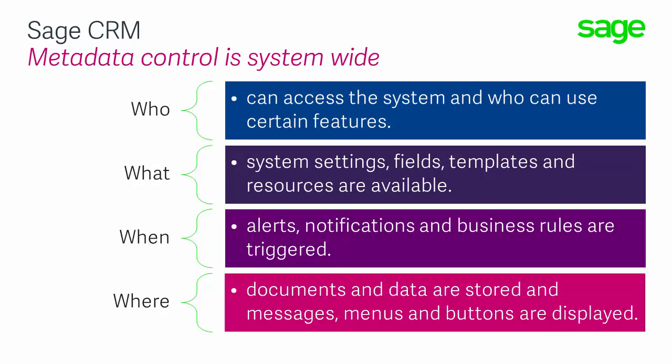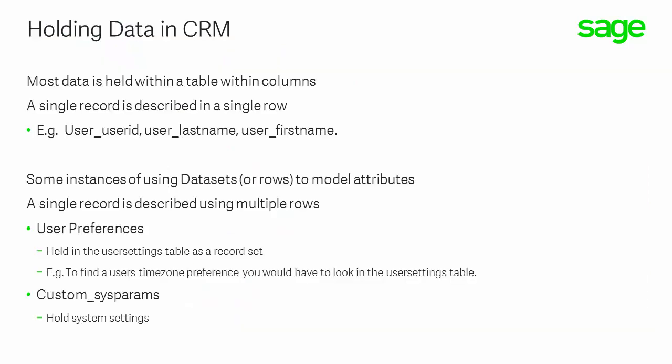So the metadata control of Sage CRM is system-wide. It covers the user interface and all of the access to the different modules of the integrated system. It determines who can access the system and who can use certain features. It determines what system settings, fields, templates, and resources are available. It determines when alerts, notifications, and business rules are triggered. And it also determines where documents and data are stored and where messages, menus, and buttons are displayed. Most data in Sage CRM is held inside a table with columns.